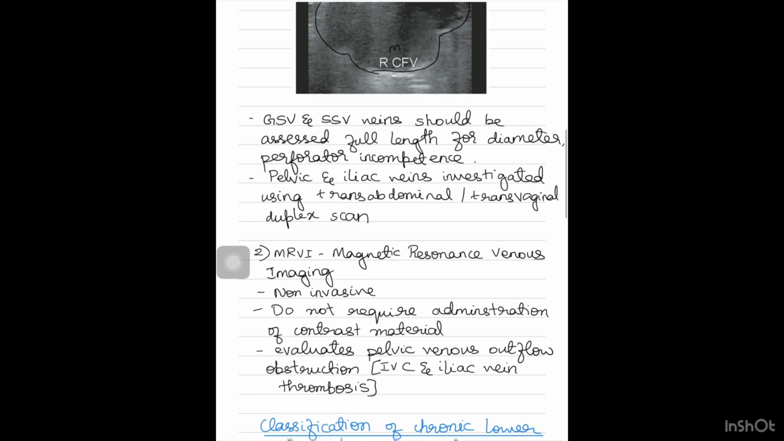So the great saphenous vein and the short saphenous veins should be assessed full length for the diameter and to look for the perforator incompetence. Whenever you are suspecting there is some pelvic or iliac vein obstruction leading to varicosities, that needs to be examined using transabdominal or transvaginal duplex scan.